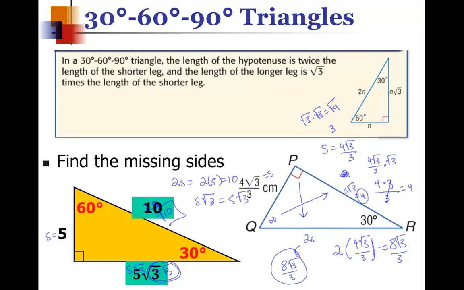Right? So it's not always that you necessarily have the nice number on the shortest side, right? You just got to look at what you're working with. So let's see, did I get these right? 8 root 3 over 3 and 4. Go me.